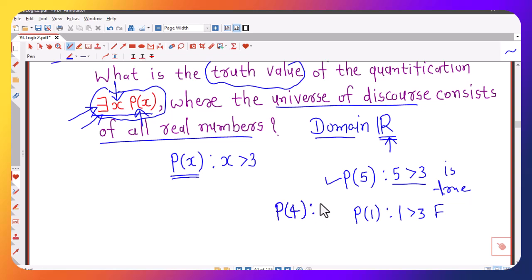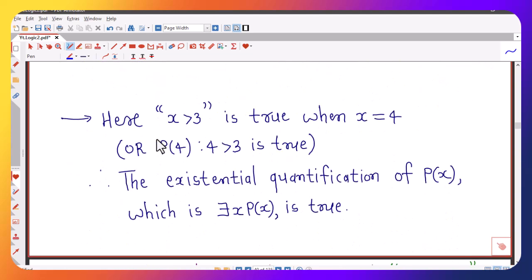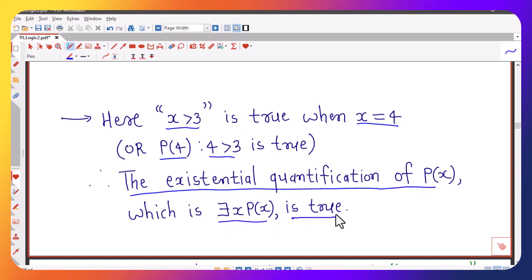If I take x equal to 4, I will have 4 greater than 3, which is true. So we will mention at least one value of x for which p(x) is true, and therefore this has truth value true. So we will write systematically. Here the statement function is x is greater than 3 and it is true when x equal to 4. We know that 4 is greater than 3 is true, or we can write in this way also, p(4) is true. Therefore the existential quantification of p(x), which we have written as there exists x p(x), is true.